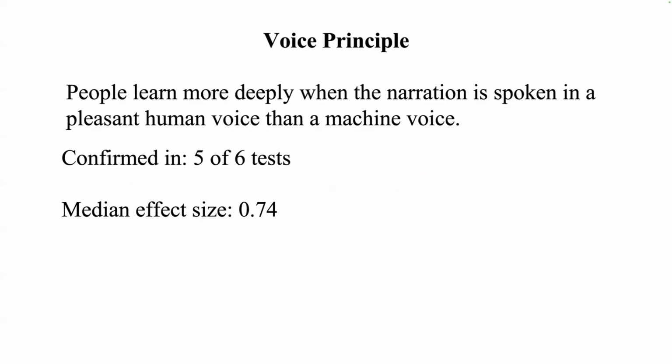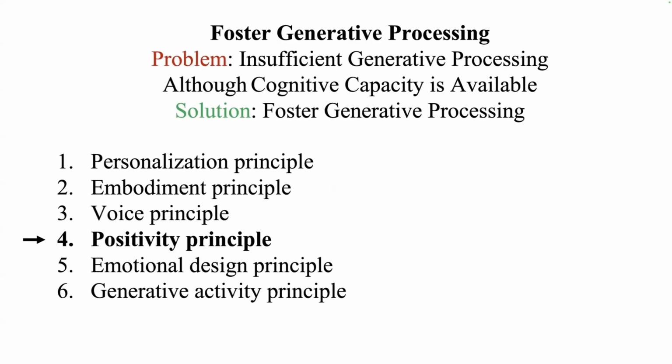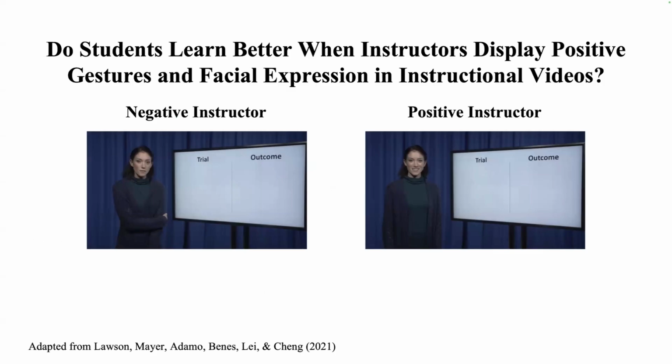In 5 out of 6 experiments, people learn better when we have a pleasant human voice rather than a machine voice or a less pleasant voice, with a median effect size of 0.74. So these are all ways of trying to engage learners more. Let me look at another one called the positivity principle.